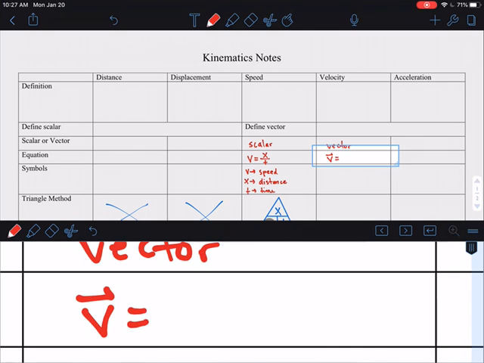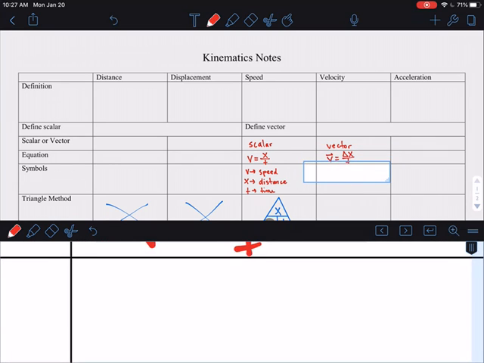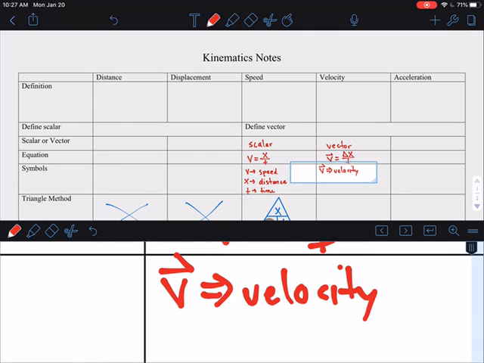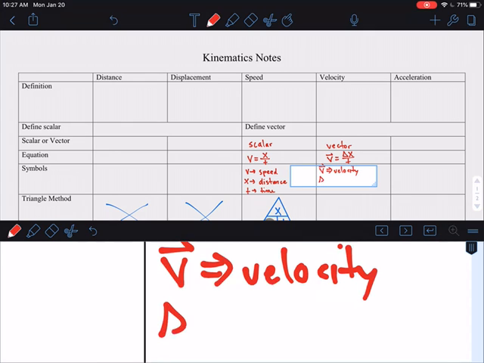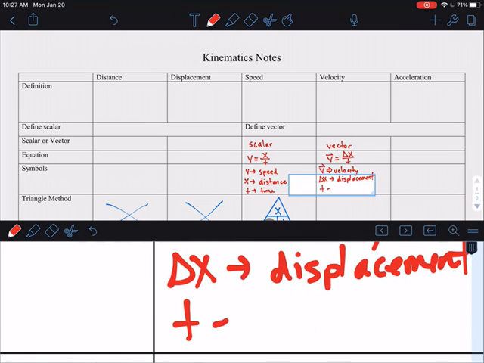Velocity is equal to displacement over time. Our symbol for displacement is delta x, delta meaning change in x. So v tells us velocity. Sometimes you'll see the v without the arrow, but direction is included, so you just need to know that you're talking about velocity here. Delta x tells us displacement. Displacement is also a vector, so displacement has direction. And t is still time.